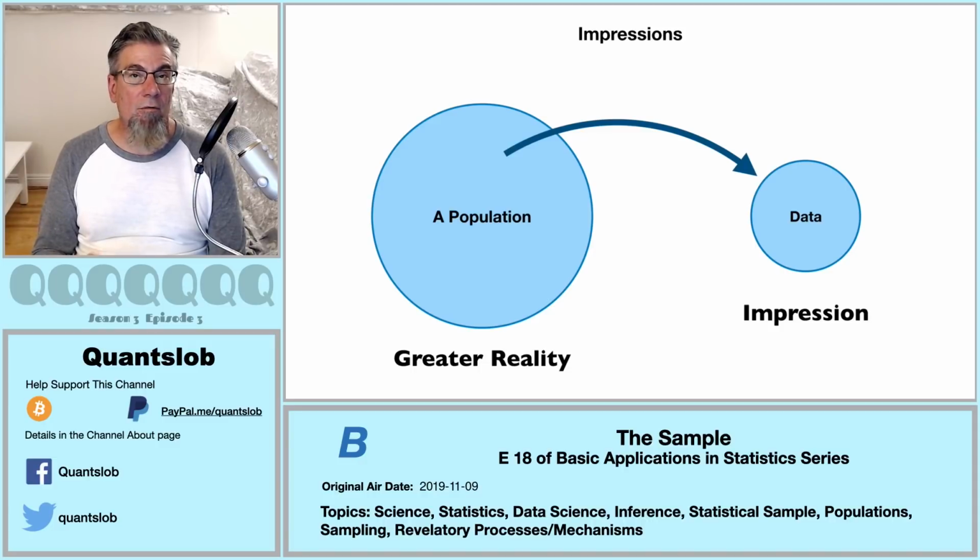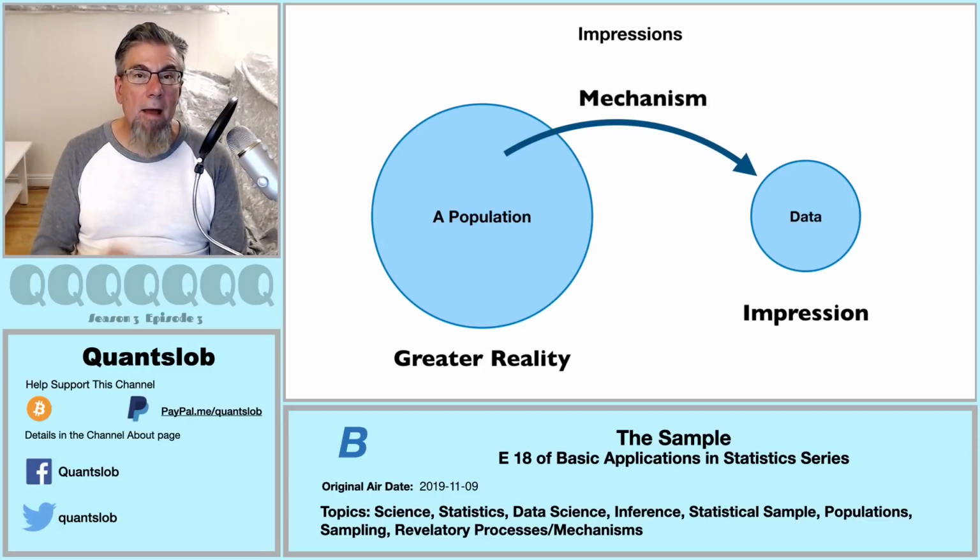This picture, however, as it stands, for our purposes, is incomplete. We need a third dimension to complete our triad. A mechanism, some process by which an impression has been manifest by reality.